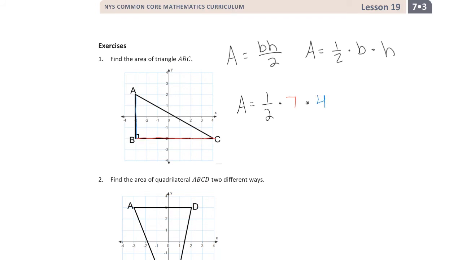Okay, let's go ahead and multiply all of our values here. So now I have 1 times 7 times 4, which is going to give me 28, because I know that 7 times 4 is 28, and then 2 times 1 is going to give me 2. 28 over 2 is going to give me 14.